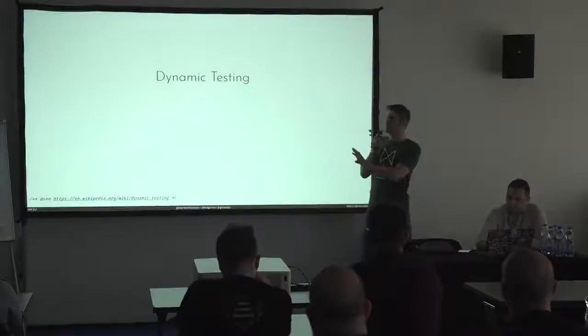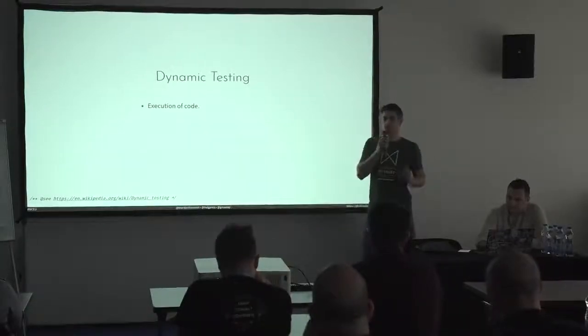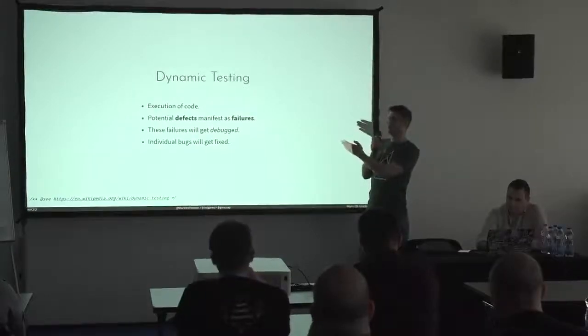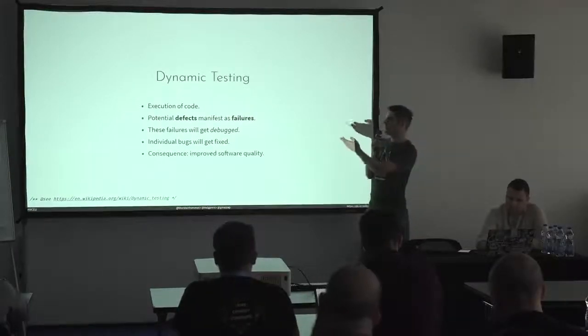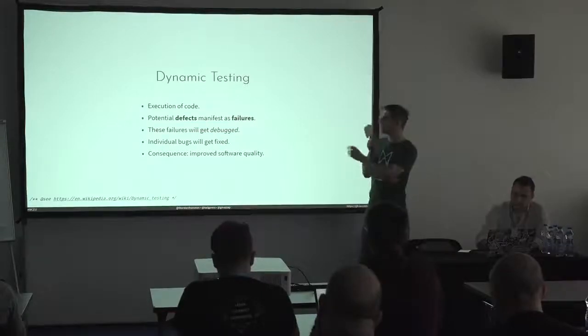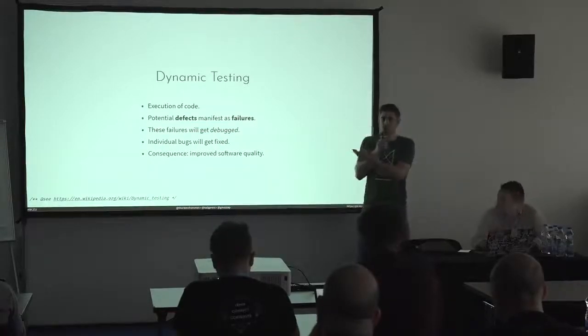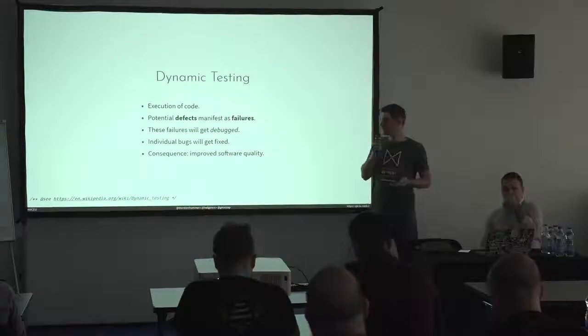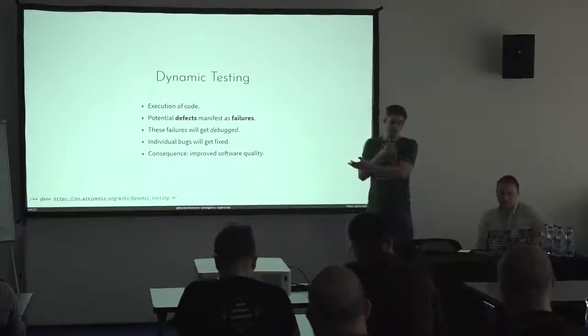Dynamic testing means that we don't read our code like a static analysis tool. We actually run the code. When we have defects, they trigger failures. We want to find the defects. We want to debug. We want to fix the bugs. And then we improved our software quality.